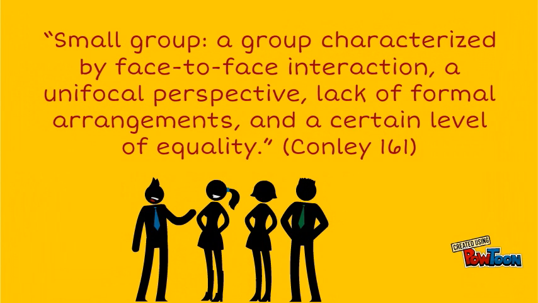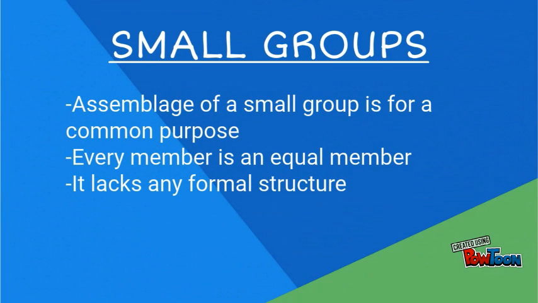Dalton Conley defines a small group as a group characterized by face-to-face interaction, a unifocal perspective, lack of formal arrangements, and a certain level of equality. So I characterized the small group as 1. An assemblage for a common purpose, 2. Each member is an equal member, and 3. It lacks any formal structure.